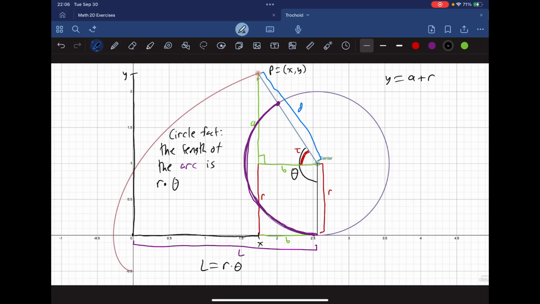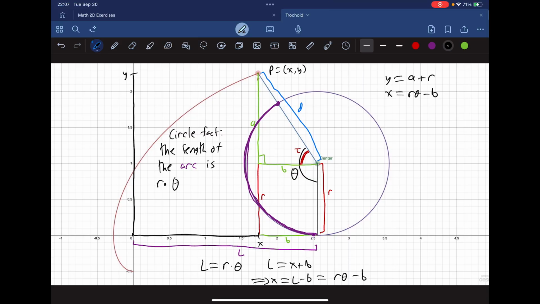But now, because from this part of the diagram down here, we know that L is equal to x plus b. What this tells us is that x has to be L minus b, or r theta minus b. Let's jot this down up here as our next equation.